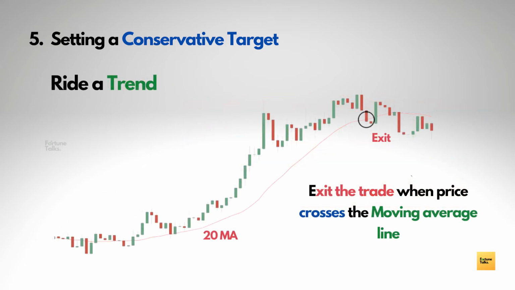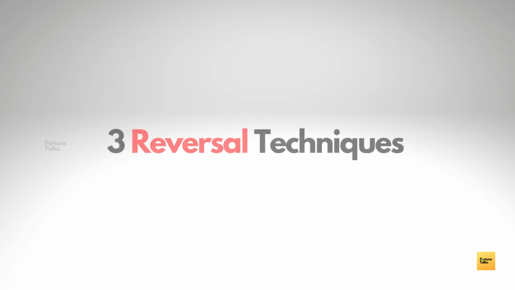And on the other hand, if you want to ride a trend, then you can trail your stop loss as the market moves in your favor. For example, you can trail your stop loss using a 20 moving average. Now that we have understood how to approach a reversal trade, I am going to share with you 3 techniques which can help you identify reversal trades in the market.